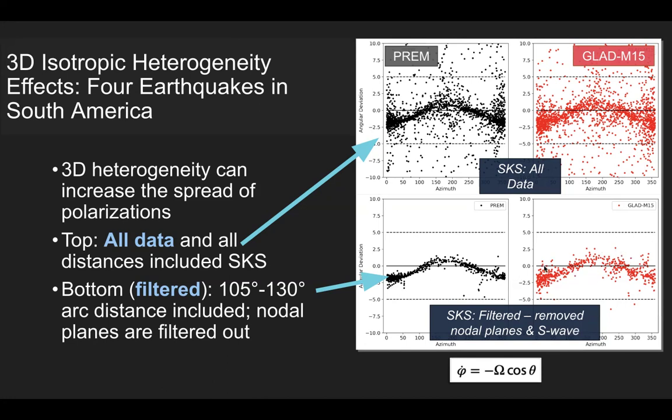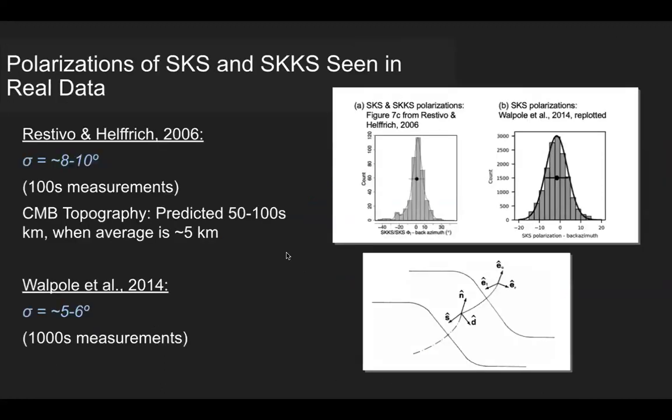But when you look at the 3D heterogeneous case, you see that the 3D heterogeneity is adding some polarization anomalies as well, which is what we expect, because you could get polarization anomalies from velocity gradients as well. So this is something that we expected to see. So we wanted to compare this.